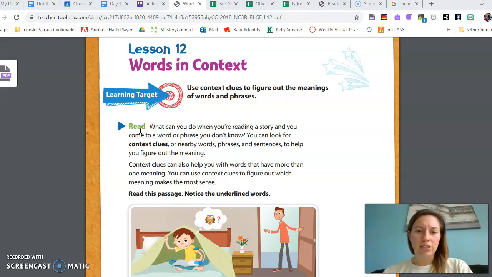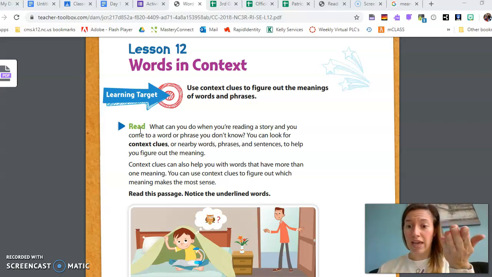Let's see. Context clues can also help you with words that have more than one meaning. You can use context clues to figure out which meaning makes the most sense. So for example, I have the word cool. I know cool can have different meanings. Cool can mean like, ooh, it's chilly about the temperature. If it's cool outside, it means it's a little cold, a little chilly. Or I could say, ooh, that's so cool, and cool in that phrase means it's awesome.